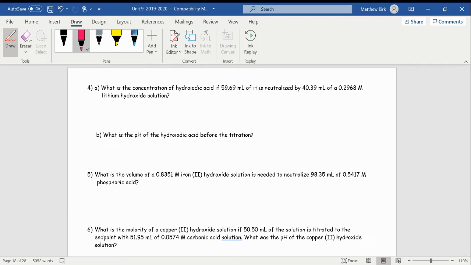So here is part 2 of titration calculations if you'd like a little more work on them.